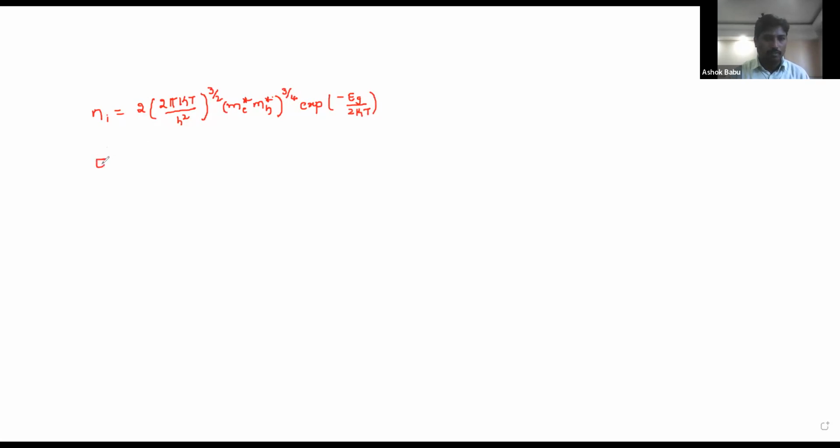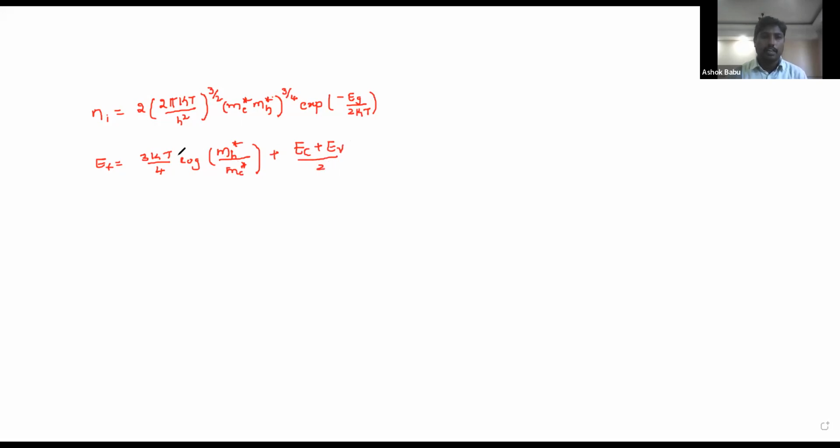One more equation, for EF. EF is the Fermi energy level for an intrinsic semiconductor. The equation for the Fermi energy level at very low temperatures is (EC plus EV) by 2. But when temperature is taken into consideration, the formula is 3kT by 4 log (mh star by me star) plus (EC plus EV) by 2. This is the equation for the intrinsic Fermi energy level.